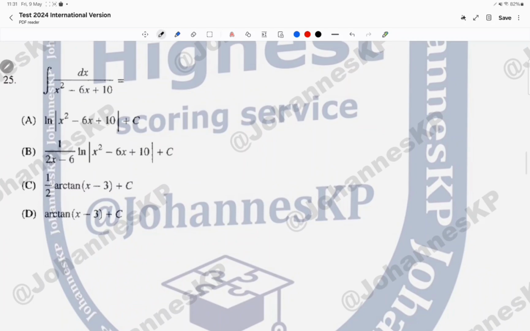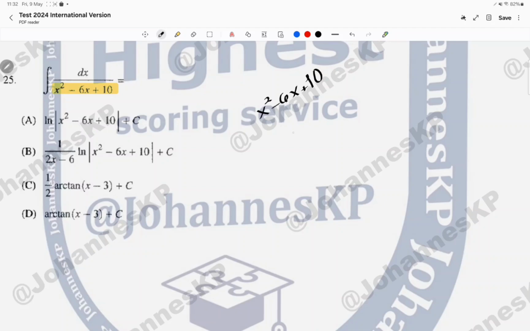25. Okay. Now, do you know what complete the square means? I forgot it. Okay. So we have to complete this square. So x squared minus 6x plus 10. Think about, okay, so let me tell you what's going on here. How do you complete this square? Like, what do you do with this guy? Try to separate them.